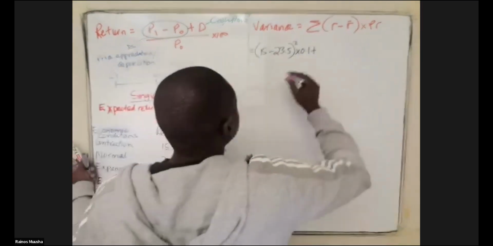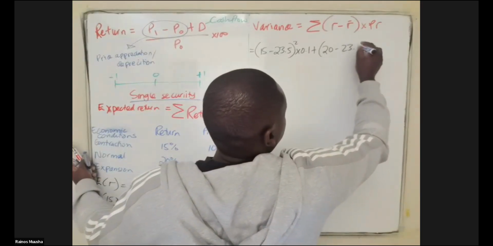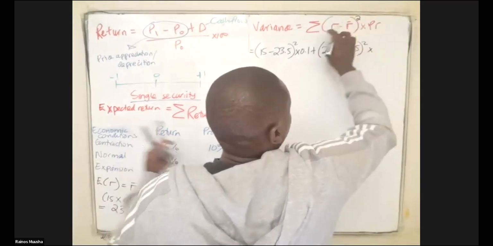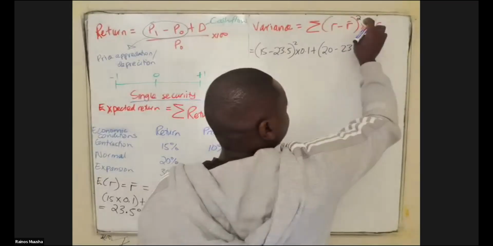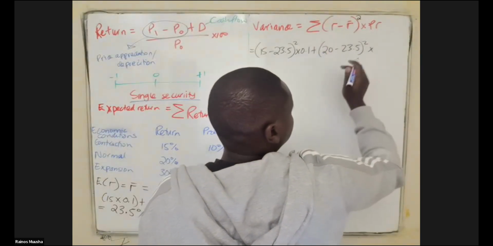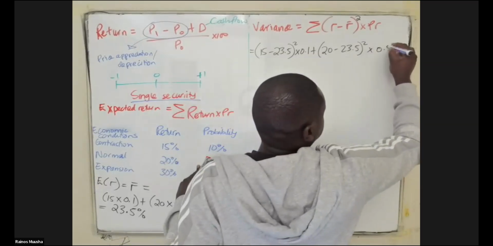The second scenario, your return is 20 minus 23.5 squared. Sorry, this is going to be the return minus expected return. You're going to square this, then you multiply that by what? By the probability. Hence, we're putting to the power of 2. Then the probability for the second scenario is 0.5.